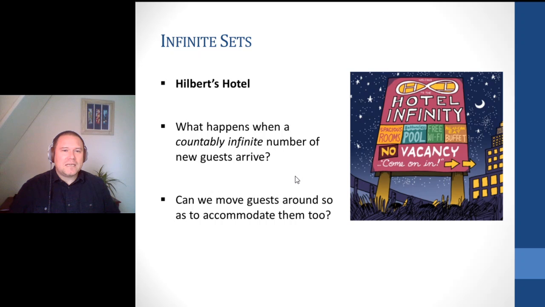So what happens when a countably infinite number of new guests arrive? That is, a number of guests equal to the naturals show up. Well, it's going to be a hell of a time at the check-in desk, but we might wonder, could we accommodate them too? Is there some way we can move the guests already in the hotel to accommodate our countably infinite number of new guests? Unsurprisingly, you can already guess, the answer is going to be yes.